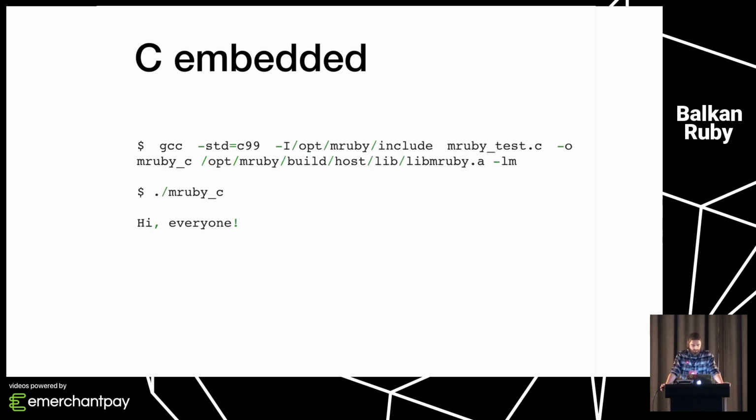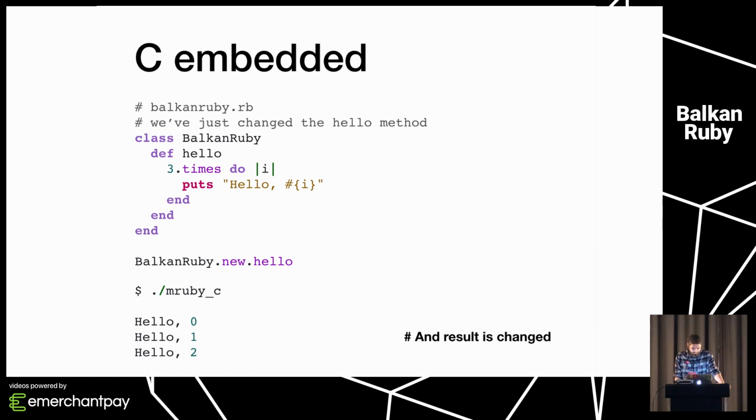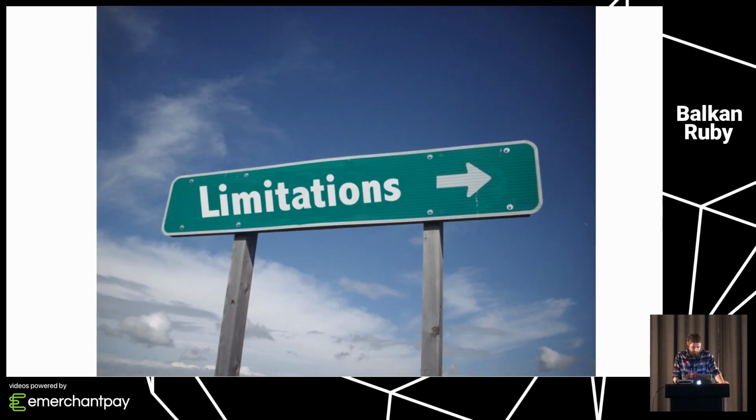Okay, after that we can compile our C program using GCC, for example. We have to link it with the Mruby libraries. And for example, our output file will be mruby_c, and if we execute it, we will see the same result. Okay, now I've just updated my hello method. I have added 3 times iterations, so I have changed my code, but I didn't recompile the C application. I just changed the Mruby code. And if we execute our binary again, we will see that the result is changed too.